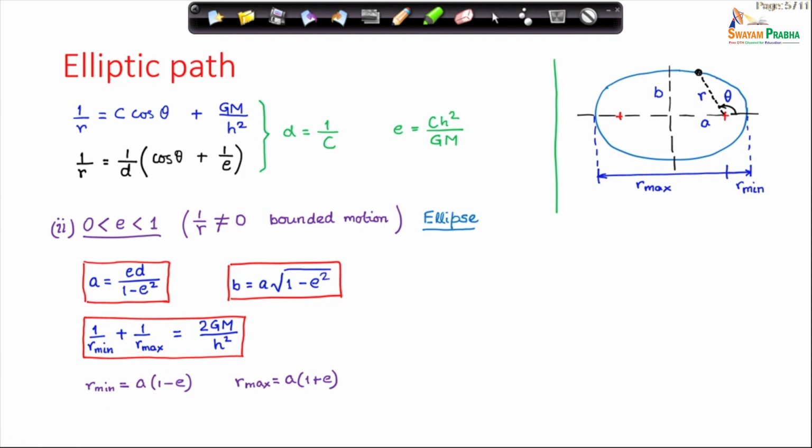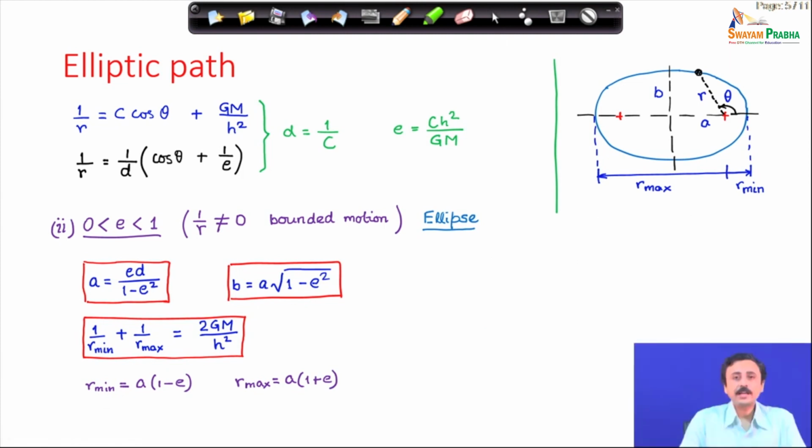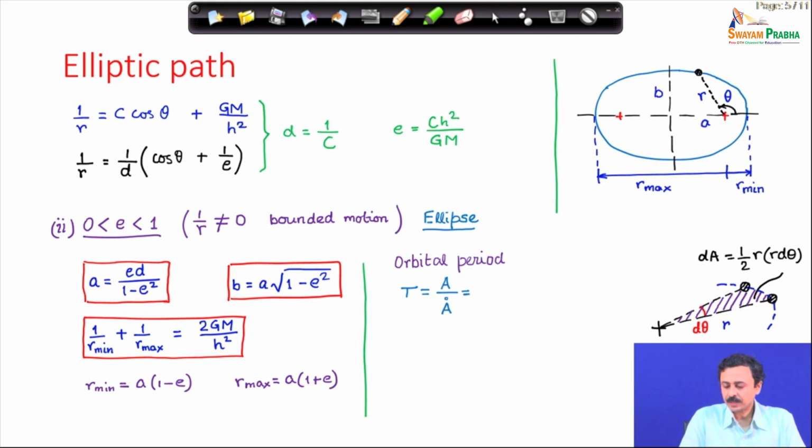We continue with this elliptic path. Now, what I have done is I have removed all that clutter, and I have written down only the main relations. Let us move forward and see what we can derive from it. What we want to derive first is the orbital period.